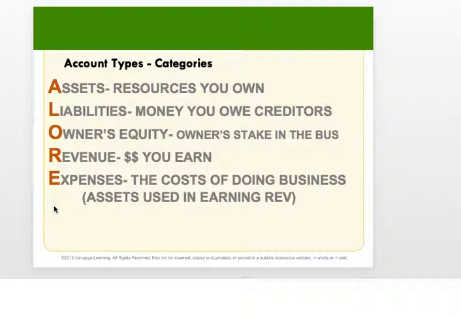Assets are resources that you own that are going to help you make money. Liability is money that you owe creditors. Owner's equity is the owner's stake in the business, and you saw in the transactions that includes our capital account, owner's equity, and then we have a drawing account, which is a contra equity account. Revenue is money that you earn. Expenses are the cost of doing business, and the book definition here is assets used in the process of earning revenue.